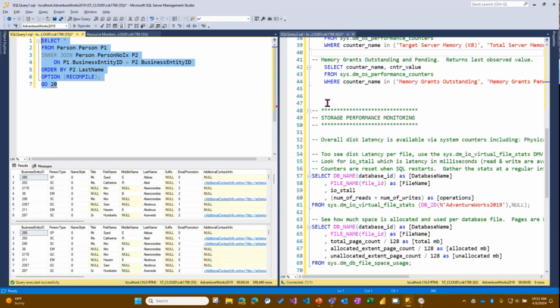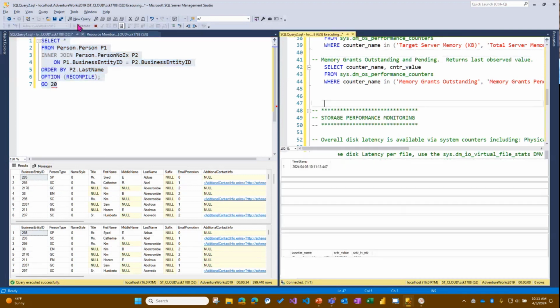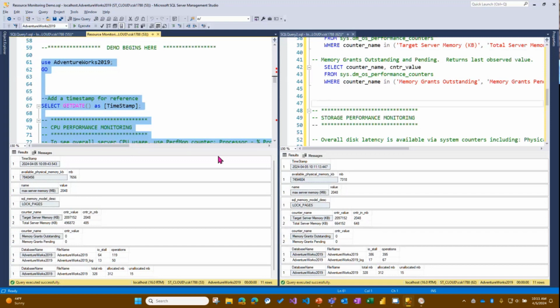So let's get our after numbers here. We'll get our before numbers on the left. We have a timestamp so we can see which one ran first, of course. Then we have our available memory on my laptop. We can see that it did decrease 300 megs or so in that time. Our max memory setting hasn't changed, and our locked pages in memory is still enabled also. We didn't change those, so that makes sense.